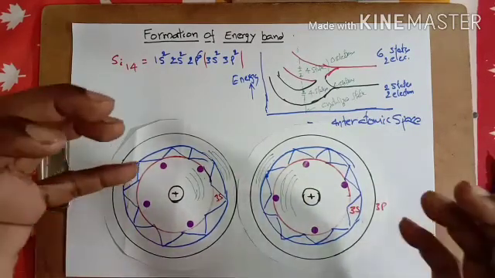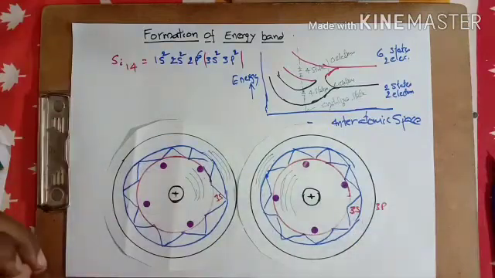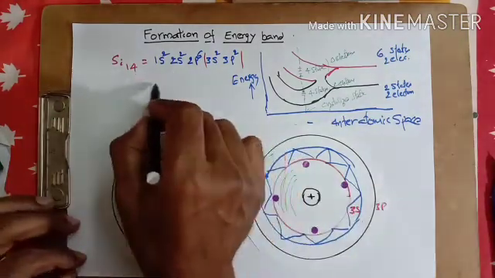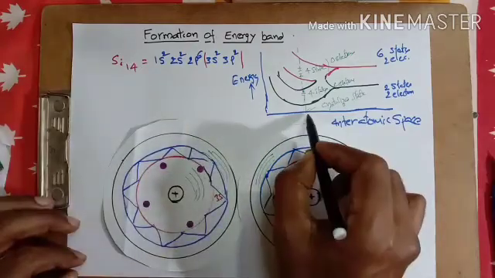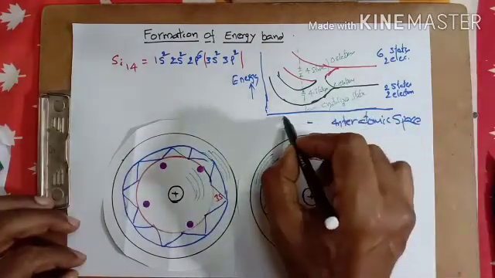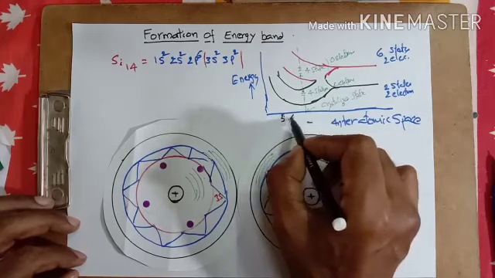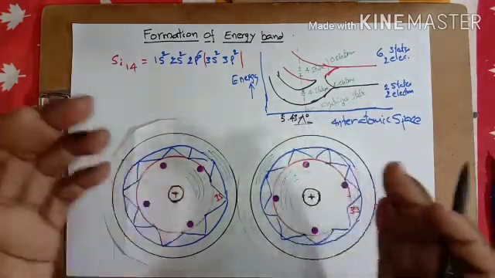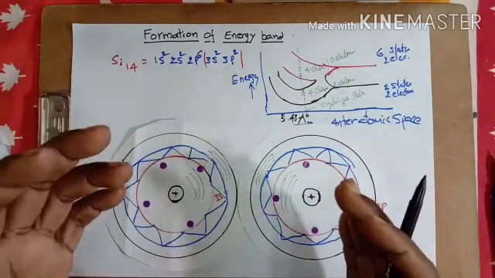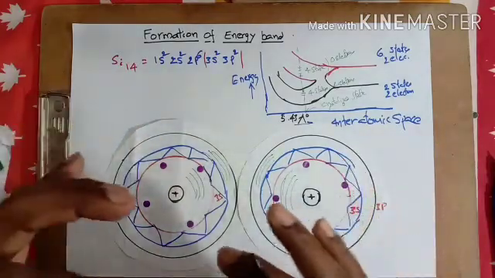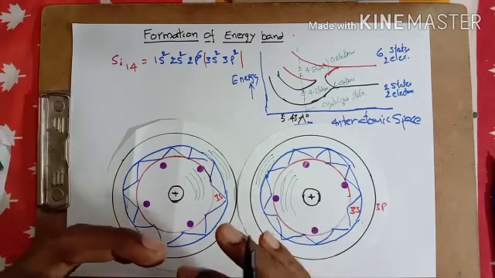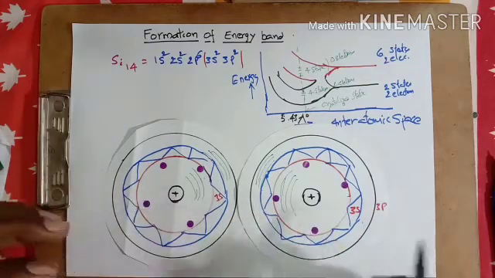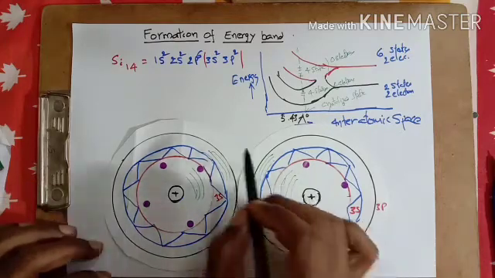When they come together, the interatomic space is fixed. For silicon, it is 5.43 angstrom. So when the spacing between two adjacent atoms is 5.43 angstroms, it becomes solidified, it becomes crystallized. It will be like that only. Okay, so there will be so many atoms.